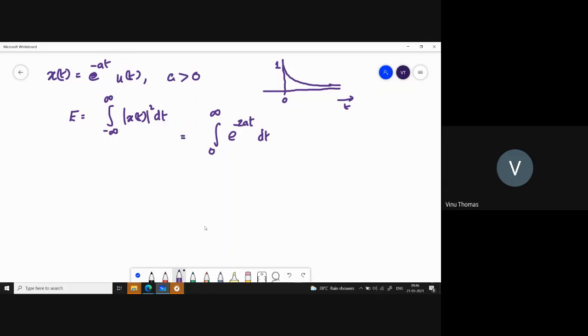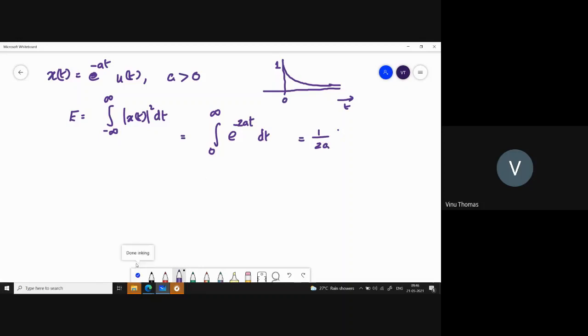So this you can evaluate as e raised to minus 2at by minus 2a, and this evaluates to e raised to minus 2at by minus 2a. I can take 1 by minus 2 outside, and this will evaluate to 1 by 2a. So this you can do by yourself.